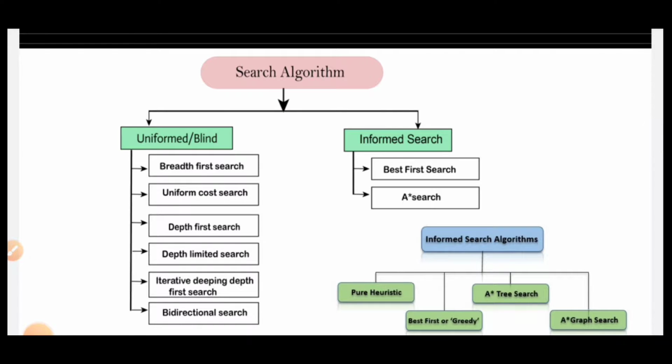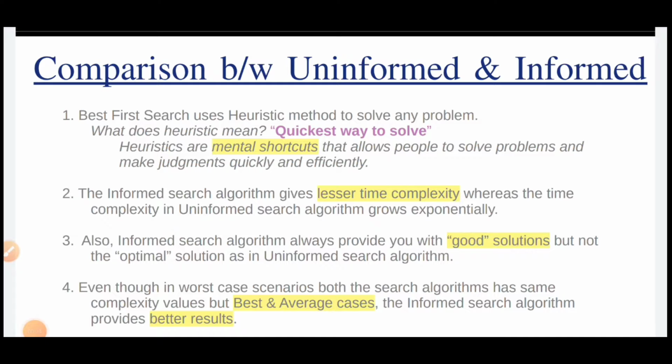Let's see the search algorithms. There are two types of search algorithms: one is uninformed and another is informed. Uninformed algorithms are also known as blind search algorithms because they go through all the possible states to look for an optimal solution, whereas informed search algorithms look for the best, or you can say a good, option at the moment, then proceed to find an optimal solution. Let's compare uninformed and informed search algorithms.